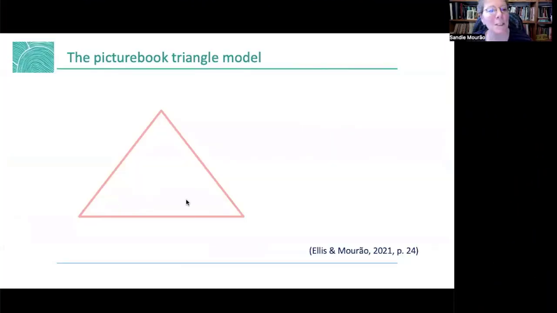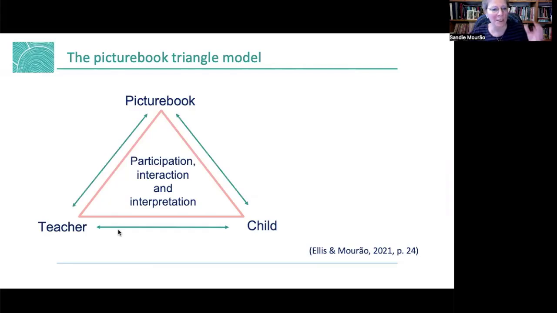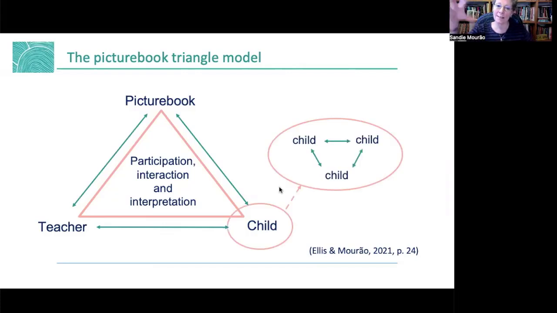And then I just want to finish by saying that a read aloud is very much like a triangle. So we have the picture book at one point, the child at the other point, and the teacher at the other point. And in fact, what's happening is there is a lot of participation, interaction, and interpretation going on. The teacher is interpreting the picture book and interacting with the children. The children are interacting and interpreting, but in fact, as I say, it's not just one child. That should be children, shouldn't it? Because children are interacting with each other all the time, and that notion of the community of interpreters.